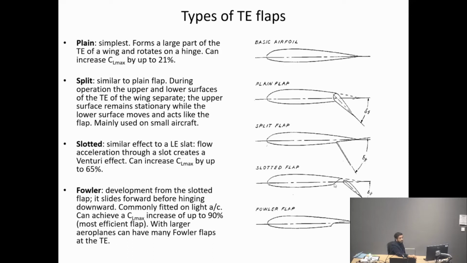The slotted one, from the name, is a trailing edge flap that creates a slot. Okay, can you guess what the slot will do from our previous discussion? What's the advantage of the slot? Increase stall angle. Very good. How is that? By letting air through so it doesn't separate. Very good, yeah.